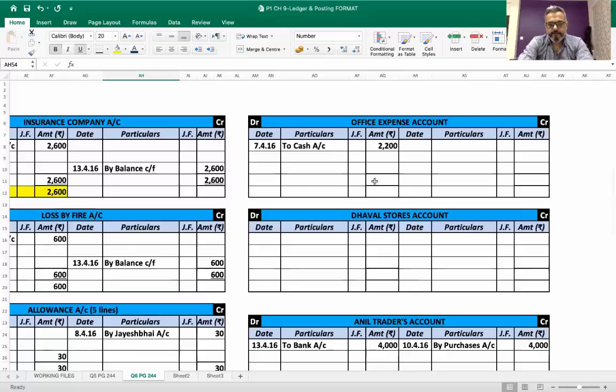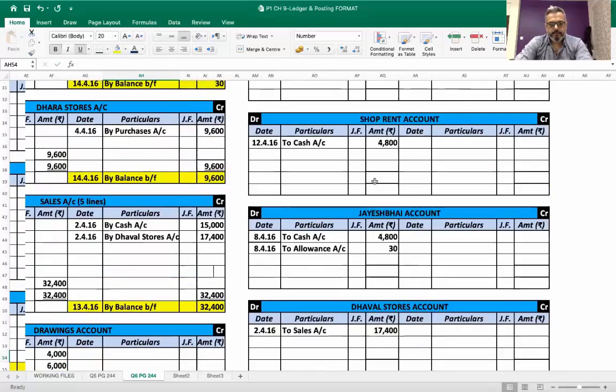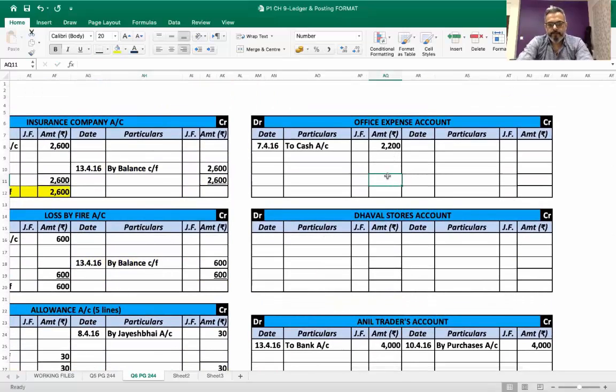Office expense. 2,200. 2,200. By balance carried forward. Balance brought forward.